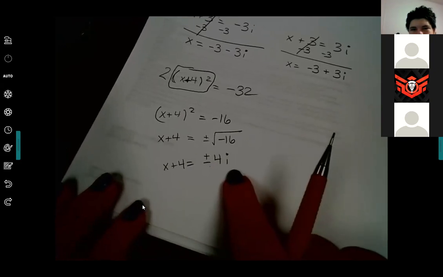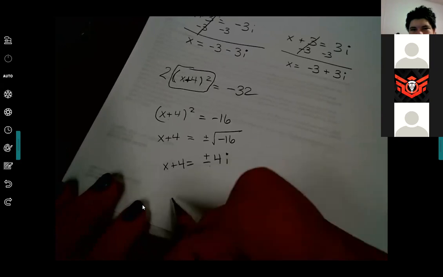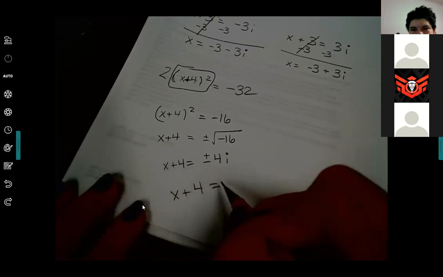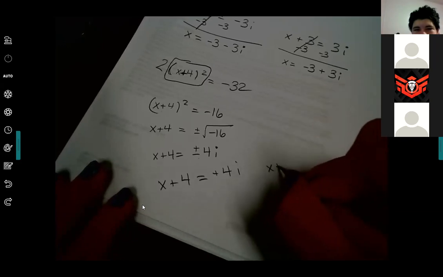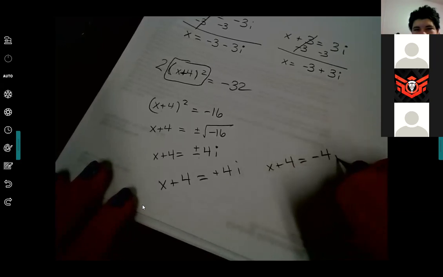Zonell, I have this. You with me? Okay. Write me two baby equations. X plus 4 equals positive 4i. X plus 4 equals negative 4i.